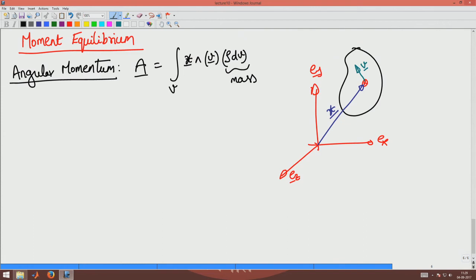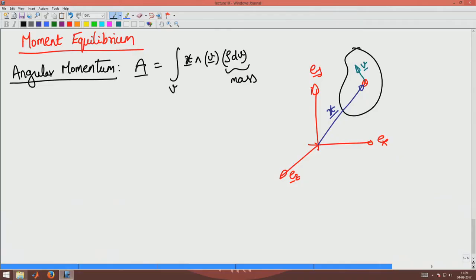Now, according to the equilibrium equation, the rate of change of angular momentum must be equal to the net moment or torque that is applied on the body. So, we have to find the net torque or moment applied on the body.